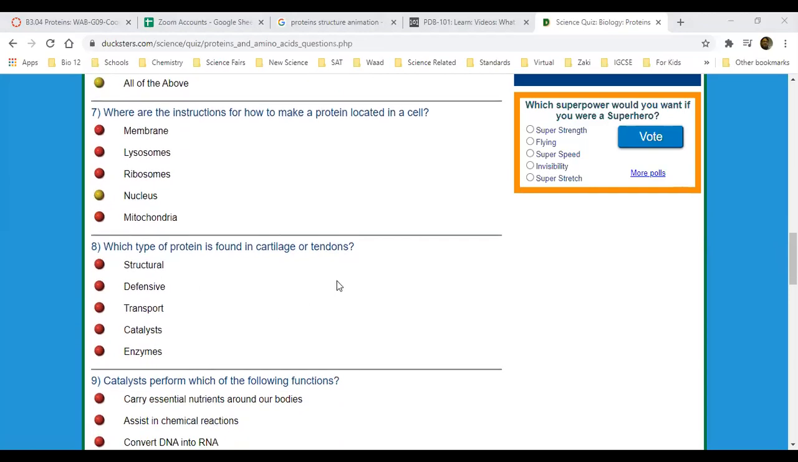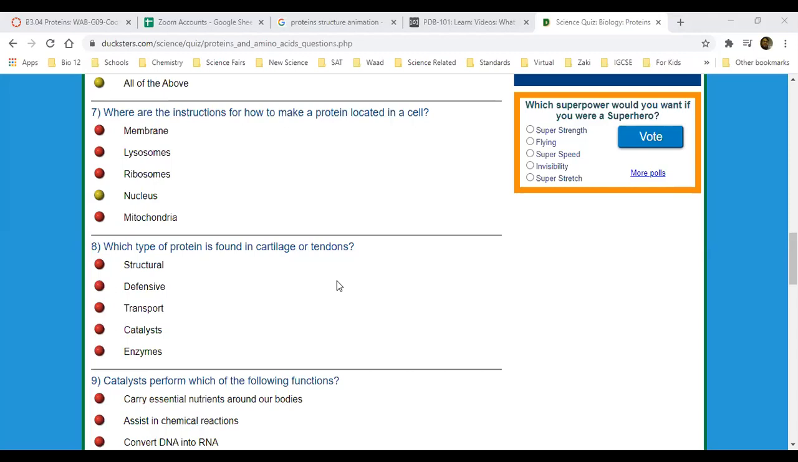Number 8. Which type of protein is found in cartilage or tendons? I think it is defensive.